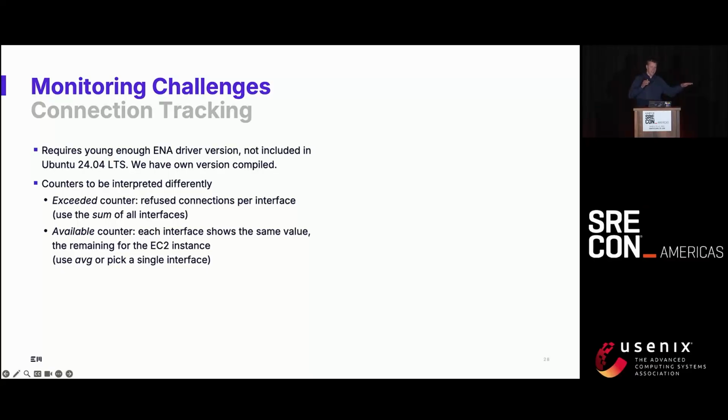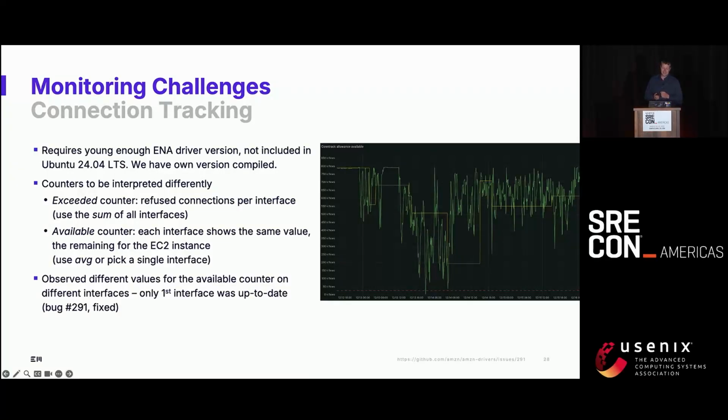The exceeded and available counters have to be interpreted a little bit differently. The exceeded counter increases when on this specific interface a connection was rejected. So if you want to know how many connections were rejected on that instance, you would take the sum of them. Whereas the available counter gives you on all interfaces the exact same remaining capacity, and you should not multiply that by the 2 or 3 interfaces that you have on that instance. So pick one interface or take the average of it. Are you sure that it's any interface that you can pick? I remember we had some challenges with this as well.